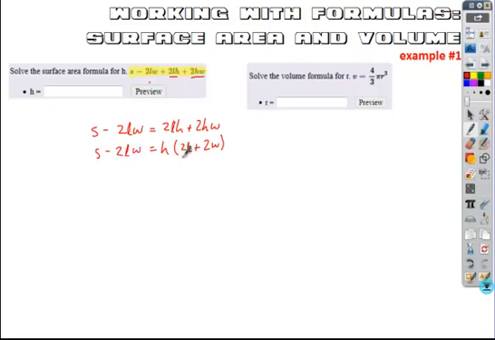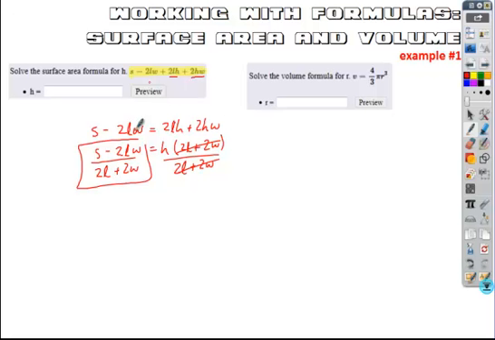And now you can undo any operations being performed on h. So we can divide both sides here by 2l plus 2w. And when we do that, we get our solution for our answer.